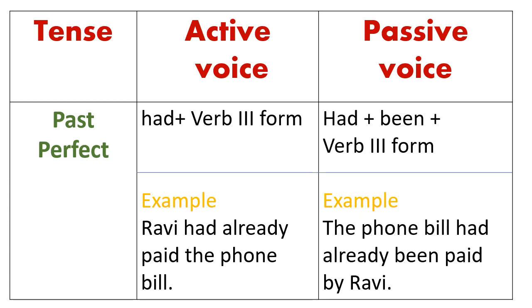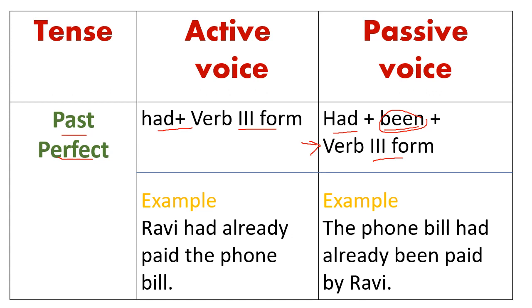Now have a look at past perfect tense. The rule for past perfect in active voice is had plus verb third form. Had plus V3. When we change it into passive voice, it becomes had plus been. We will add been plus verb third form.